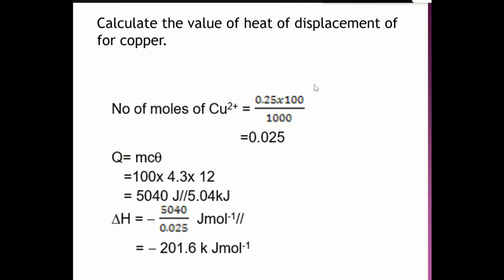So step number one, because the value for the heat of displacement is delta H, positive or negative, kilojoule per mole. We highlight the unit kilojoule per mole, meaning heat change over number of moles. So we always stress that. When you see this type of question, number one, find the number of moles. Let's say we find the number of moles of copper(II) ion, which is similar to the number of moles of copper.